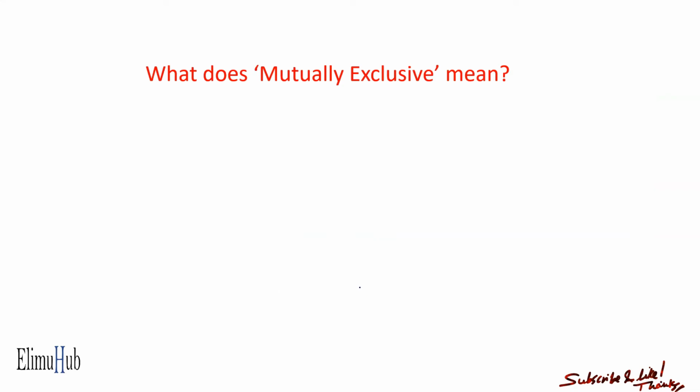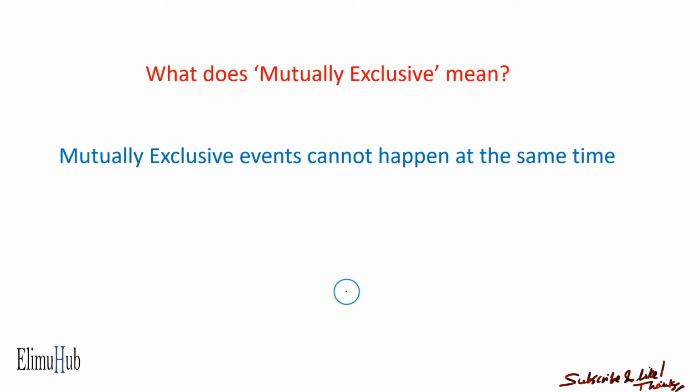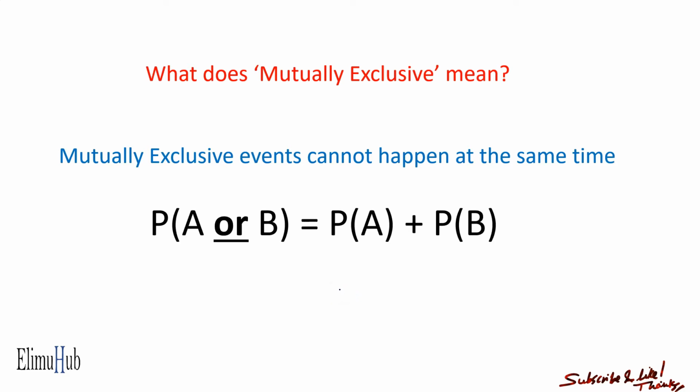Right, so what does mutually exclusive mean? It just means something that cannot happen at the same time. Okay, mutually exclusive events cannot happen at the same time. And then just make a note of this formula, which we might use later on. If you need to know the probability of A or B happening, then you need to add their probabilities.